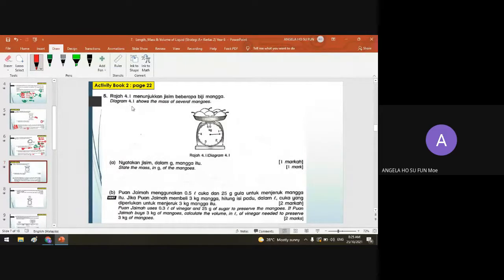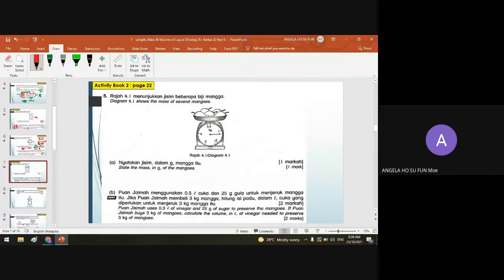Look at here. Diagram 4.1 shows a mass of several mangoes. Okay, these are mangoes: 1, 2, 3, 4, 5. I can see there are 5 mangoes here. The weighing scale shows 1 point something. It is more than 1 kilo and less than 2 kilo.